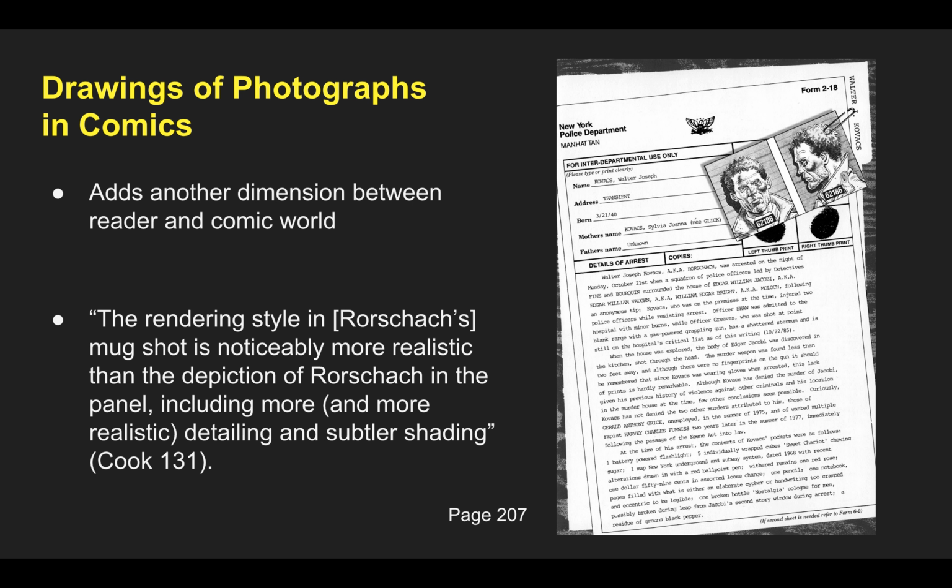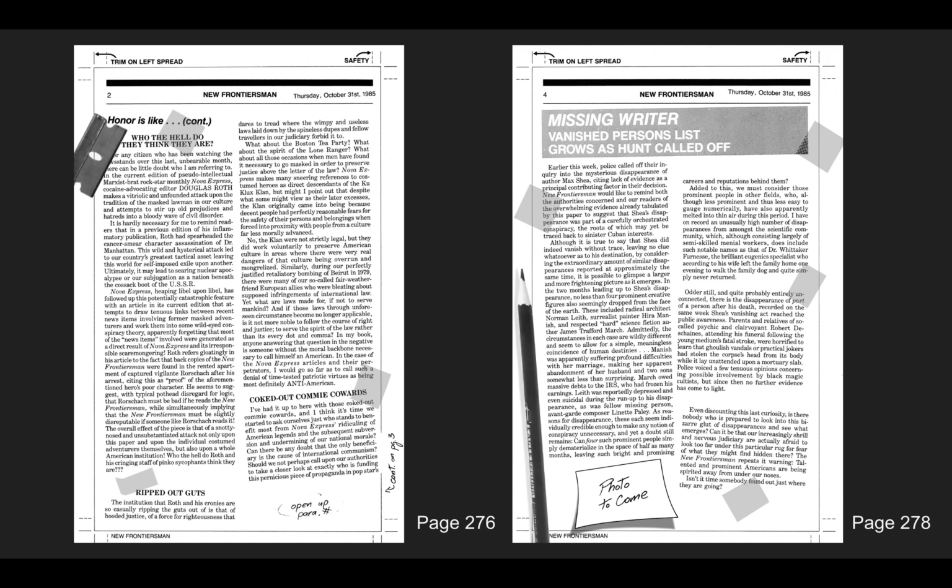One example of this can be found in the supplemental documents section that is found at almost all the ends of the chapters. At the end of chapter 6 on page 207, Cook notes that the rendering style in Rorschach's mugshot is more realistic than the depictions of Rorschach in the panel, including more and more realistic detailing and subtler shading. Another example of this can be found in chapter 8, where we see the drafts of the New Frontiersman paper before it goes out to print.